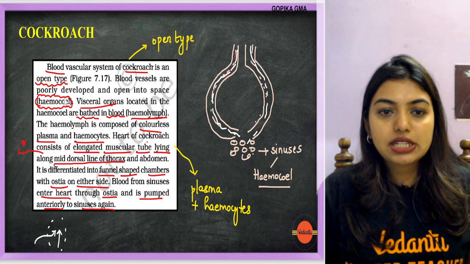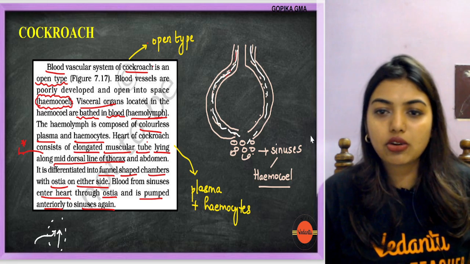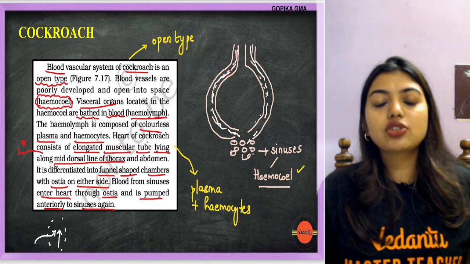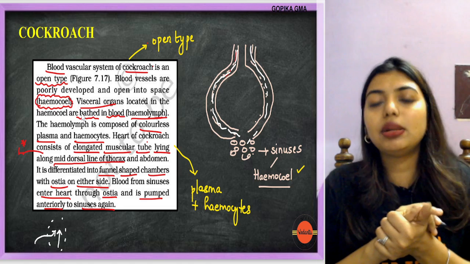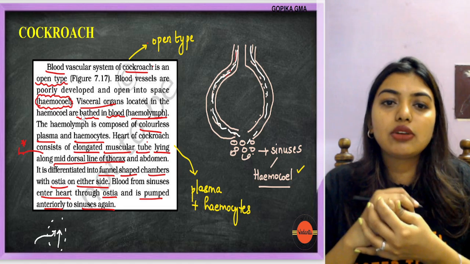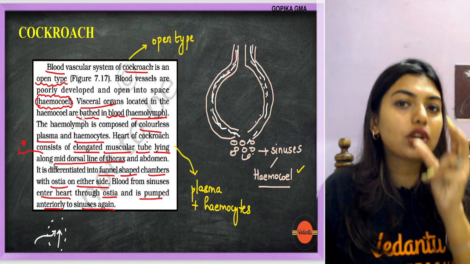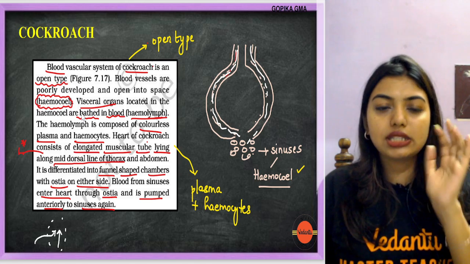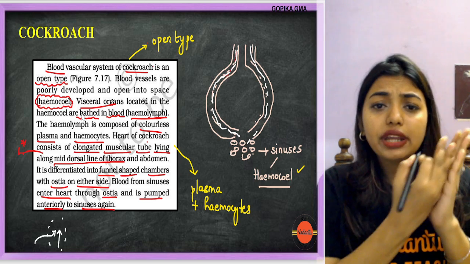Now blood vessels are poorly developed and open into spaces called hemocoel. That sinuses or spaces are called as hemocoel. Now the visceral organs, which means the internal organs, are going to bathe in the blood. The blood is called as hemolymph. Now this hemolymph is composed of colorless plasma and hemocytes. Very, very important. What is a component? Plasma and hemocytes.